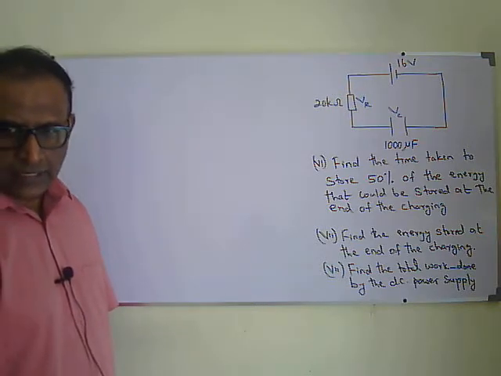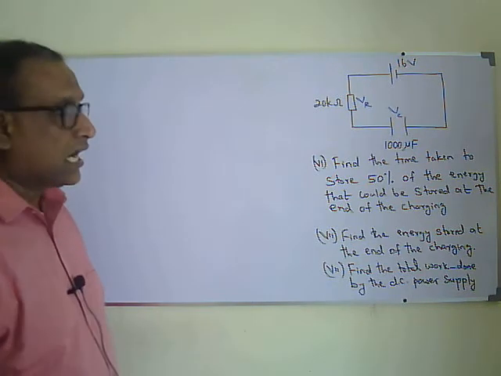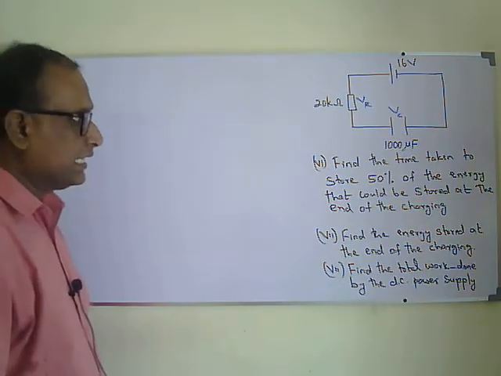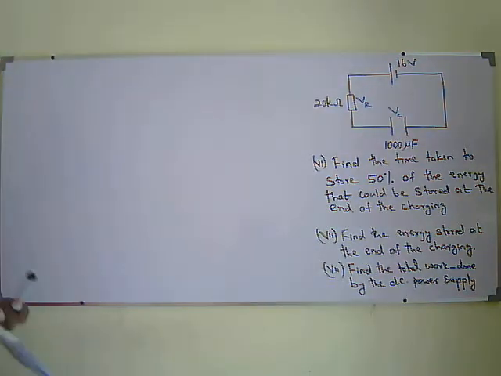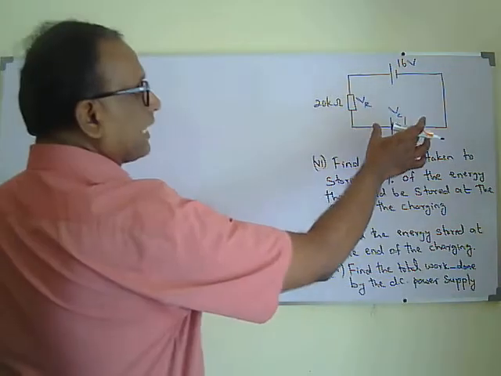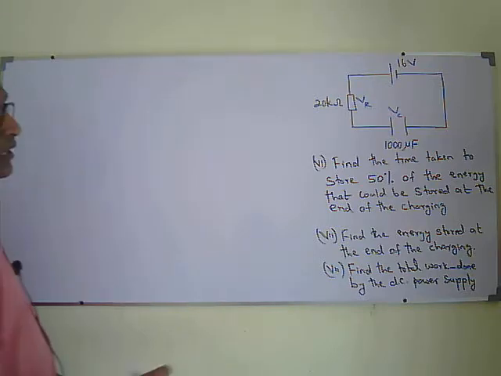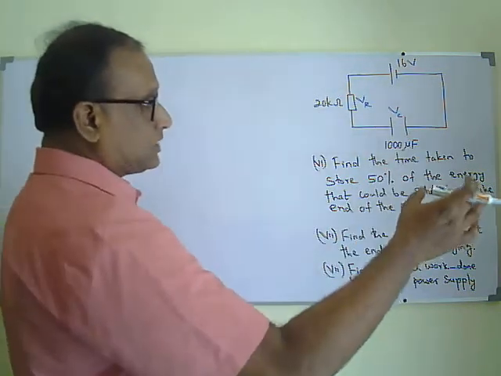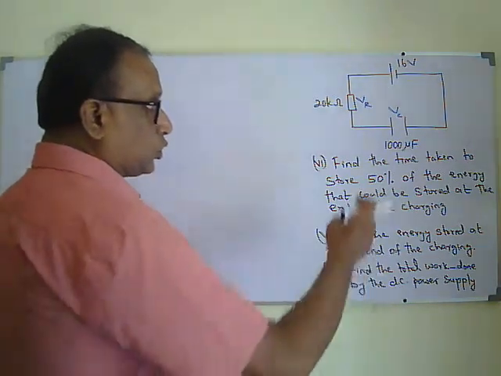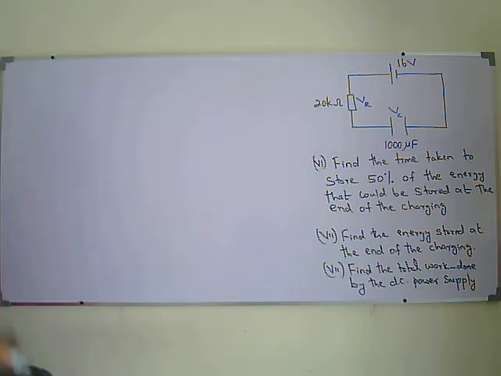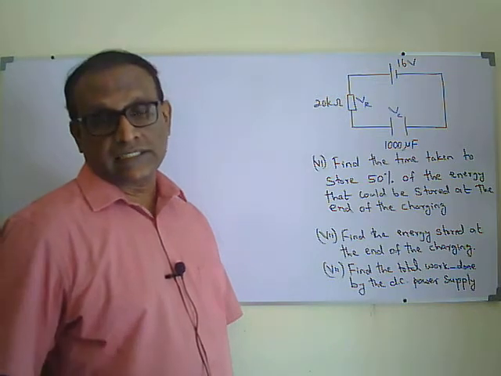Okay, so next part, find the time taken to store 50%, that is half, of the energy that could be stored at the end of the charging process. At the end of the charging process, the voltage across the capacitor will be almost equal to 16 volt. So that time it stores a certain amount of energy, and the question is the time taken to store 50% of that possible maximum energy. Possible maximum energy is the energy that could be stored at the end of the charging process.